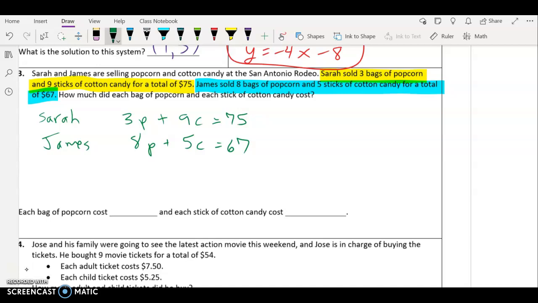I definitely recommend using the elimination method. And keep in mind that you may have to multiply both equations by a number. So please take a moment to try solving this using the elimination method.